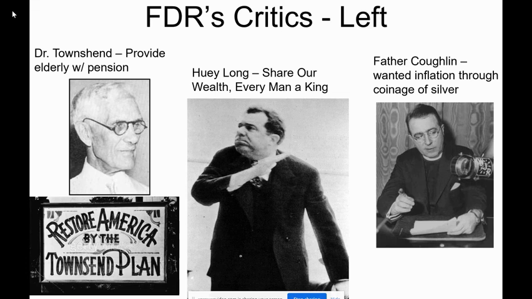His ideas are very socialistic in terms of, we're going to really soak the rich. So we're going to tax the wealthy. We're going to say every man's a king. We're going to share our wealth. The rich people are going to be taxed by far the heaviest. We're going to give that money to people in the form of healthcare and education. We're going to build schools. We're going to build roads. We're going to build bridges with that money, and we're going to just redistribute the wealth more evenly.